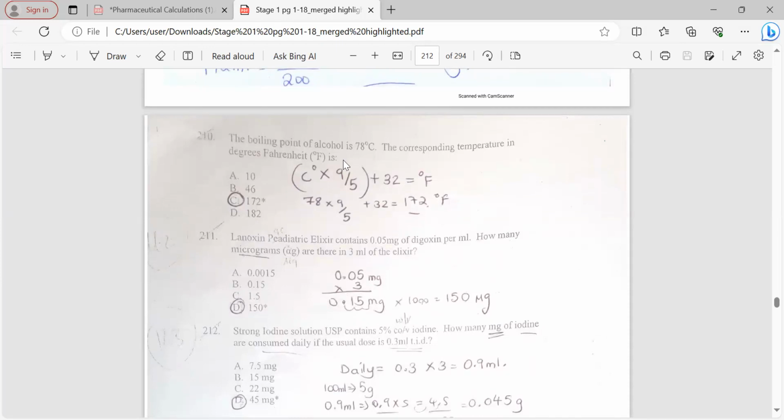So the boiling point of alcohol is 78 degrees Celsius. What is the corresponding temperature in degrees Fahrenheit? We said you take degrees Celsius times 9/5 plus 32 and you get Fahrenheit. And for temperature, the SI unit for temperature is kelvins.